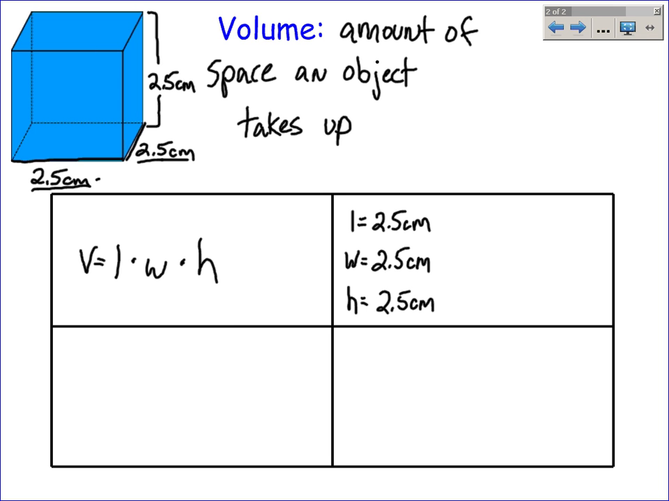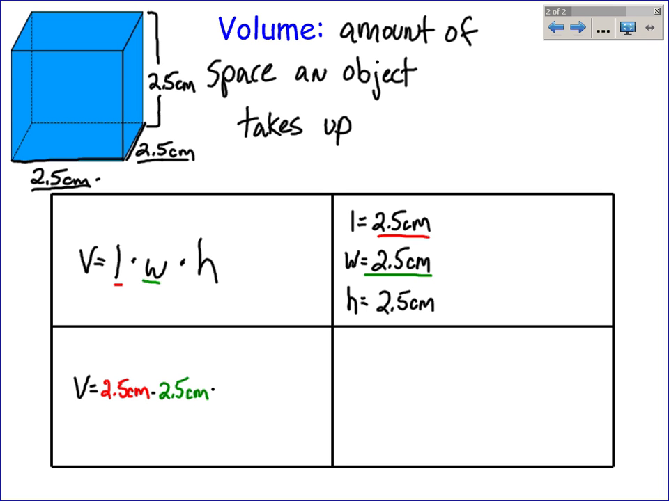Down here in our computation box, we are going to do a substitution in the formula. So we're going to say volume is equal to, and again, instead of saying L, we're going to go find the length, and then we're going to write in 2.5 centimeters. Same thing for width. Instead of writing a W, we'll go find the width, and we'll include the width along with the unit, 2.5 centimeters.